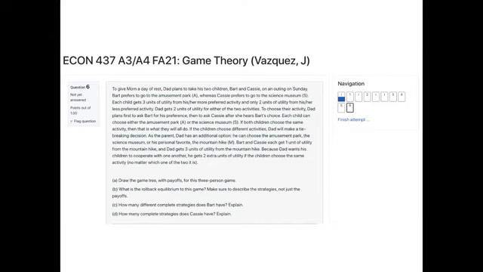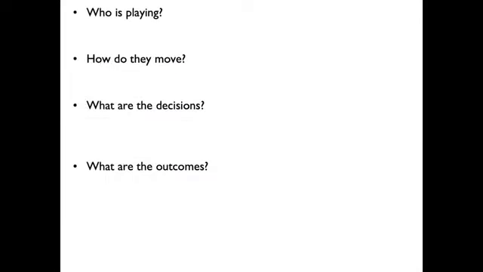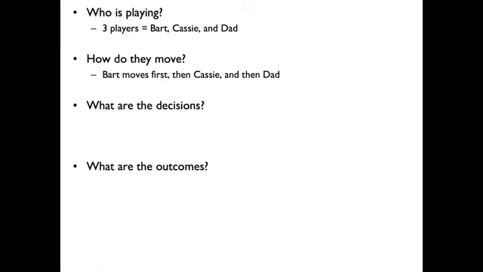But I do think that a good idea is to at least begin by considering the 4 questions I've been mentioning to use at this stage of the course into how to organize the information of a particular game. The first one is who's playing, and here we have 3 players, Bart, Cassie, and Dad. How do they move? Well, Bart moves first, then Cassie, and then Dad. And when Cassie moves, she knows how Bart moves, and when Dad moves, he knows how Bart and Cassie moved.